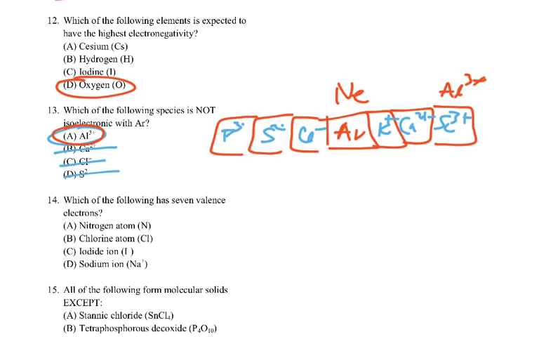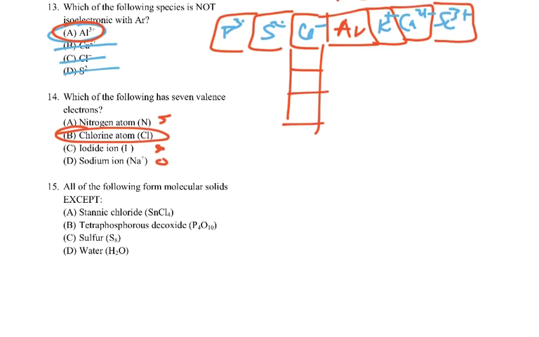Which of the following has 7 valence electrons? Somebody from the 7th column, somebody from the chlorine column. So there it is, chlorine has 7 valence. Nitrogen has 5. Iodine, well, it's got a minus. If it was iodine, it would be 7, but since it's I minus, that has 8. And sodium plus, we would say has 0. So the answer is B.